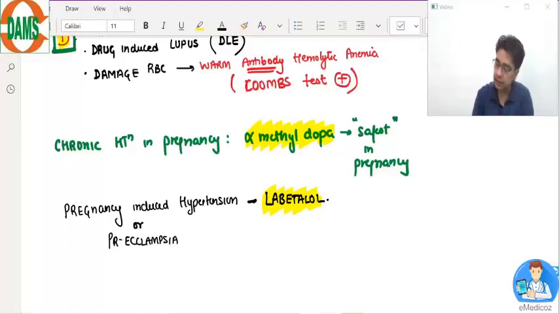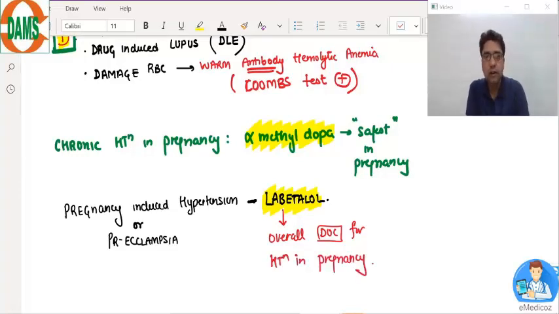And you will write that labetalol is the overall drug of choice for hypertension in pregnancy. Now, what is labetalol? I will tell you later on. Again, labetalol is the drug of choice for all hypertensive emergencies and PIH. We will discuss it in CVS. Now, this completes our central sympatholytics.